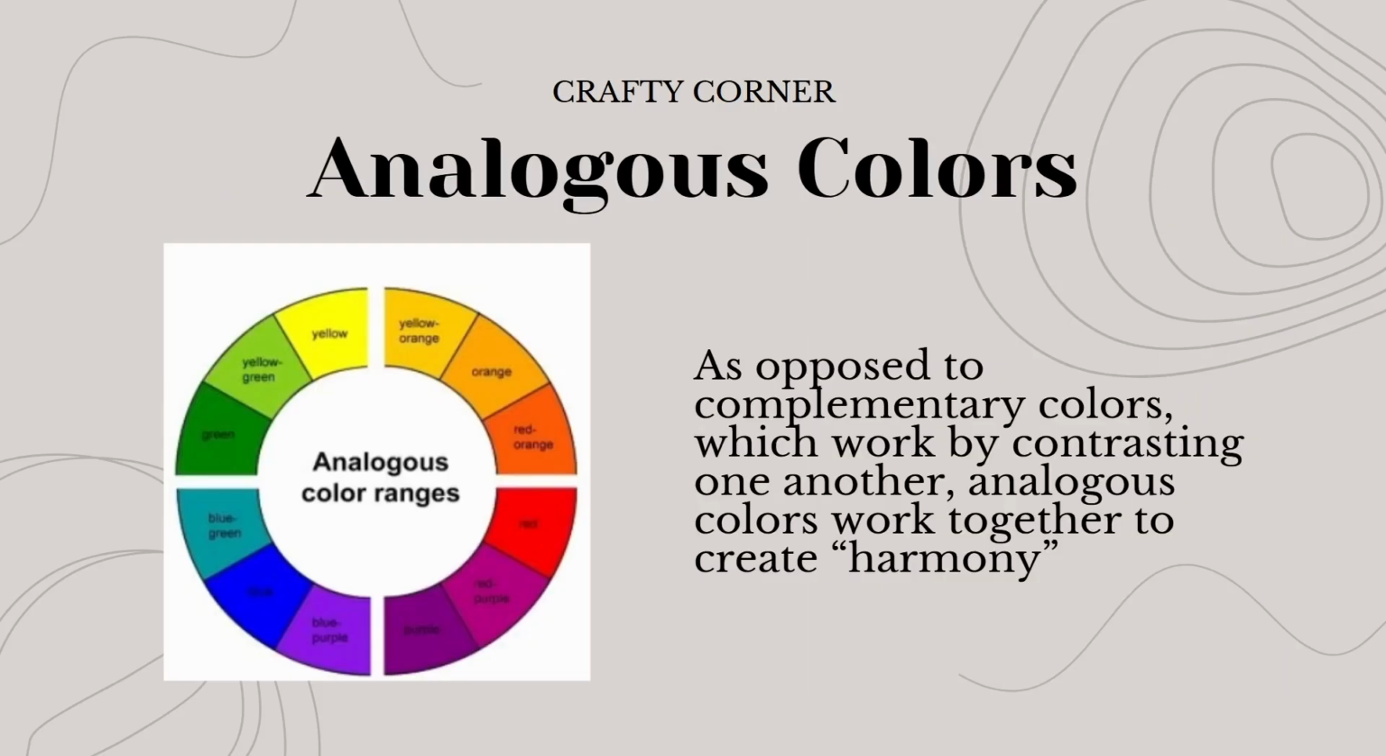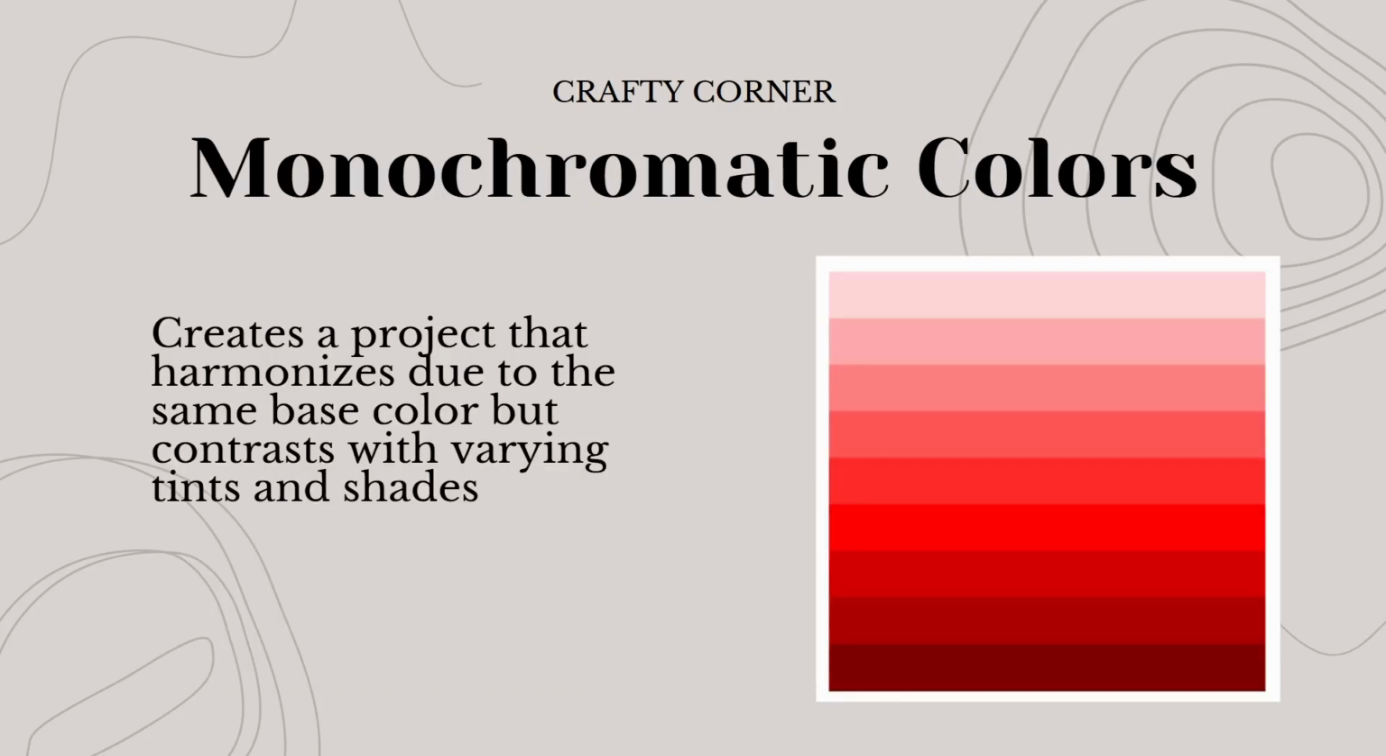Next up, we have analogous colors. I mentioned that they're essentially ones that appear next to each other on the color wheel. And so as opposed to complementary colors that contrast each other, analogous colors work together to create this unspoken harmony. This is done by not overpowering each other and instead providing a similar hue, which is what gives them that common goal that they're working towards. Then we have monochromatic colors. Now these create harmony due to it being the same base color, but because you're varying the tints and shades, you're still getting a contrast. I'd like to think of it as the middleman of analogous versus complementary.